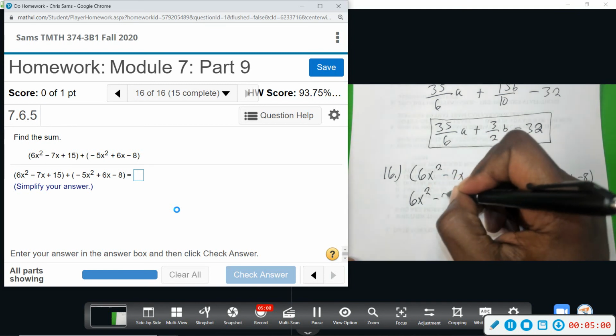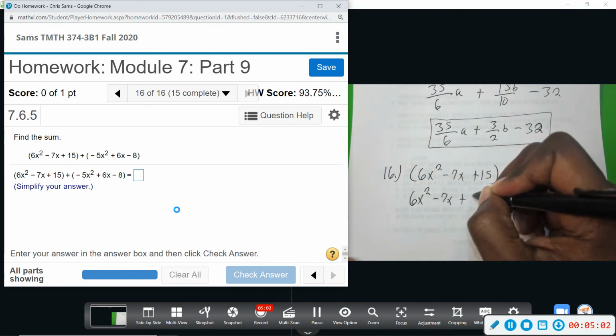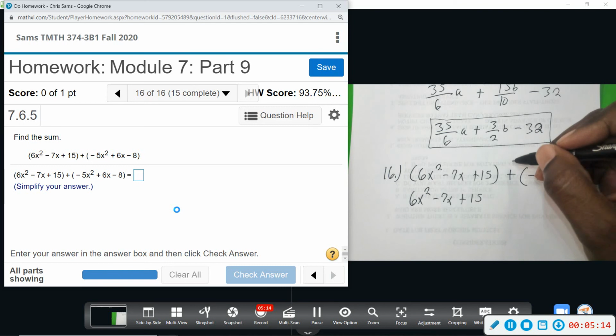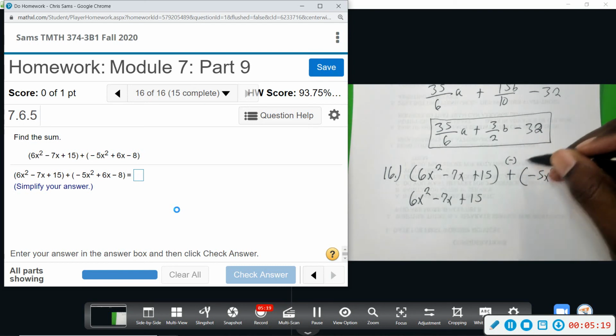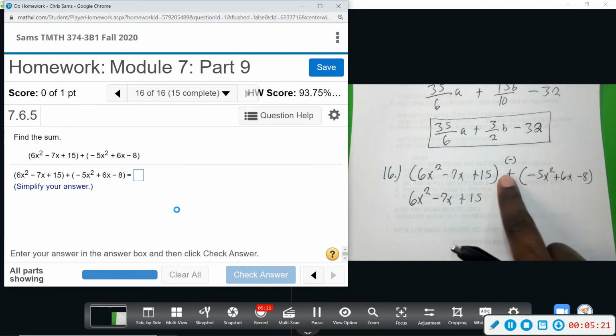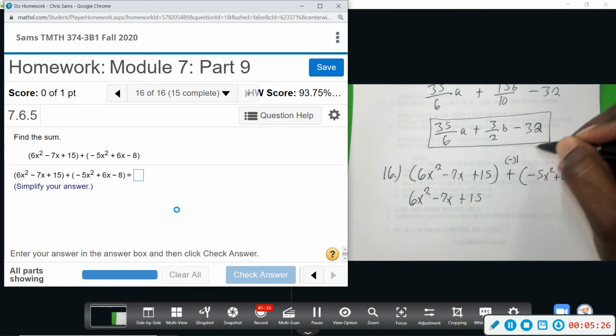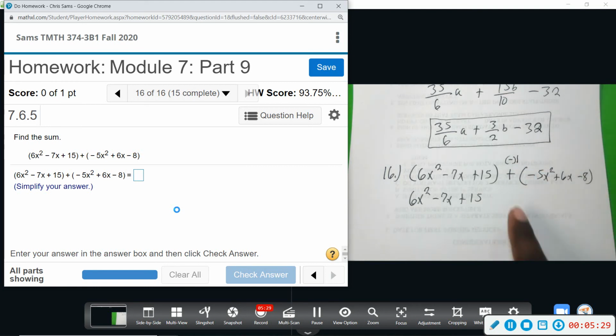6x squared minus 7x plus 15. Now over here, again, there's nothing out front. I mean, you can think of it as a positive 1, so multiplying everything by 1. So we'll just drop these parentheses. The thing to be careful of is if this was a minus sign right here, you would have to change all the signs that come after it in parentheses. It would be like multiplying by a negative 1. So if we multiply by negative 1, the signs would change. However, that's not the case here. It's positive. So we can't do anything. Nothing's like terms. So we just drop the parentheses.